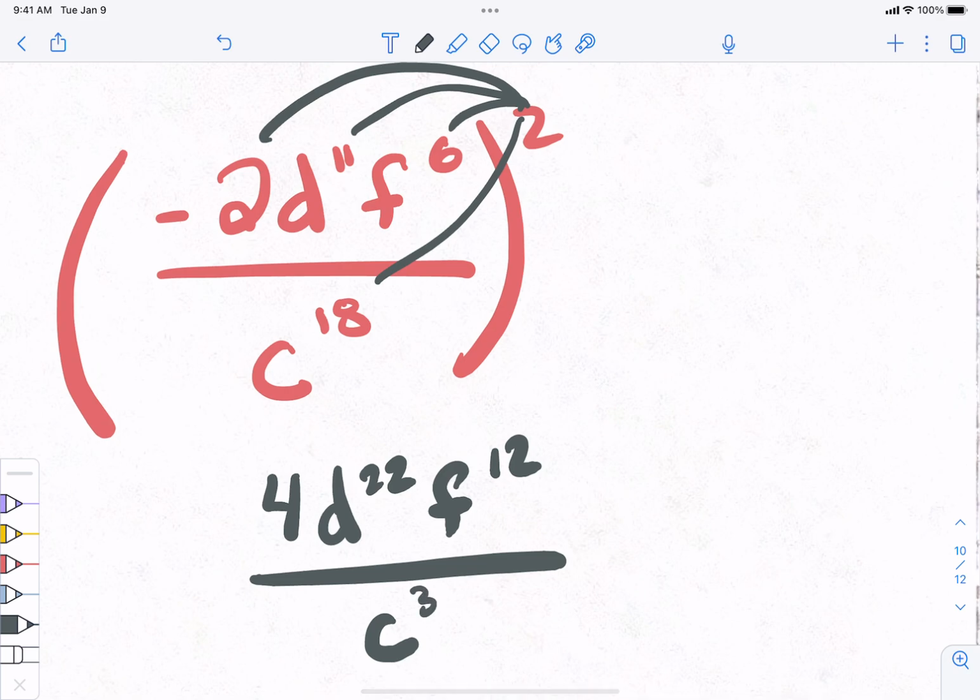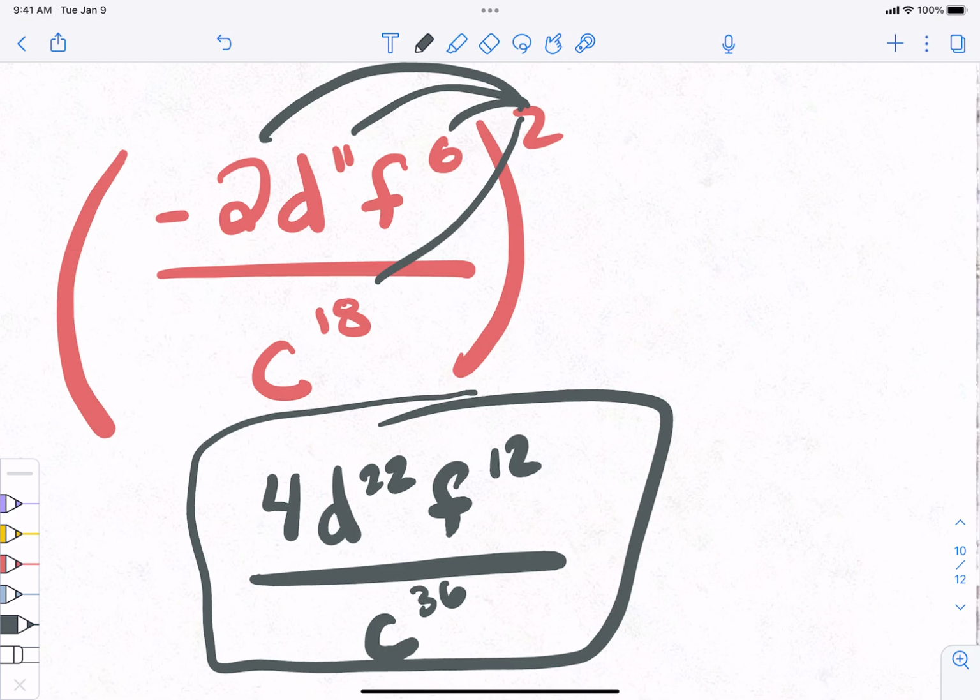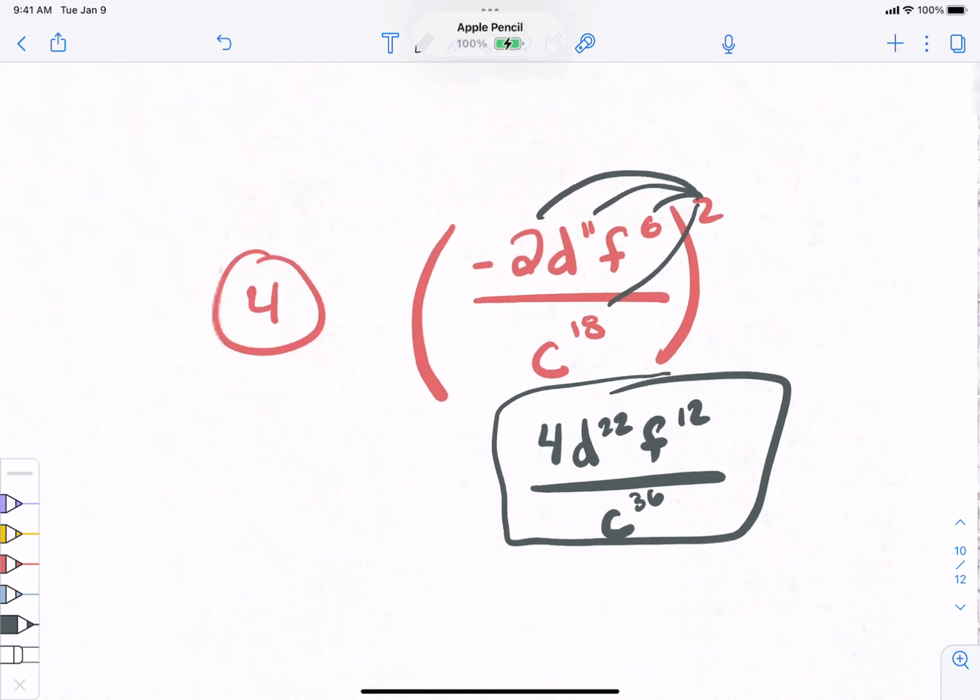C to the 36. Now what? I think that's it. Can we put anything together? No. C's, F's, D's? Any negative exponents? No. All done. Okay, good? Yes. All right, that's it.